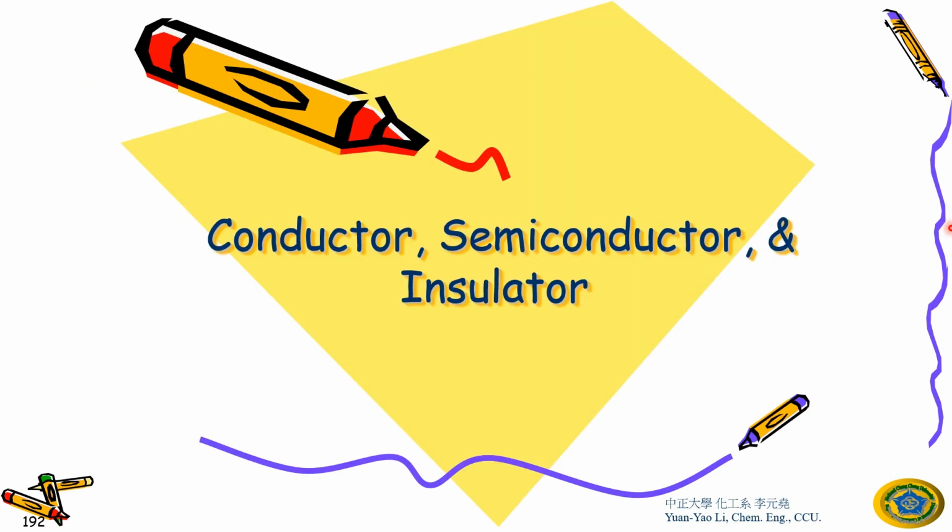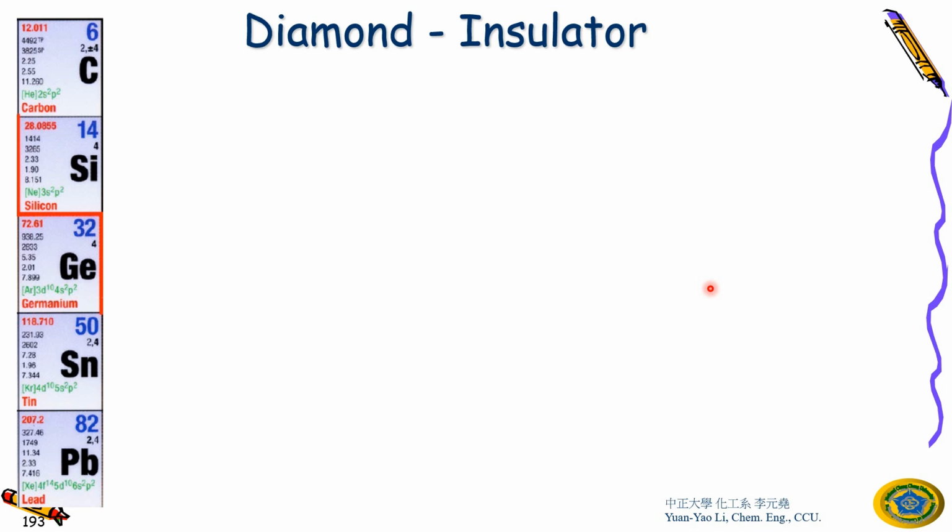Right. So the next topic is the conductor, semiconductor and insulator. Just now we learned what the conductor is, which is metallic bonding, right? And an insulator can be a covalent bond or an ionic bond. So what happened? What's the semiconductor? Okay, let's start from the story of the diamond. Diamond is an insulator, right?